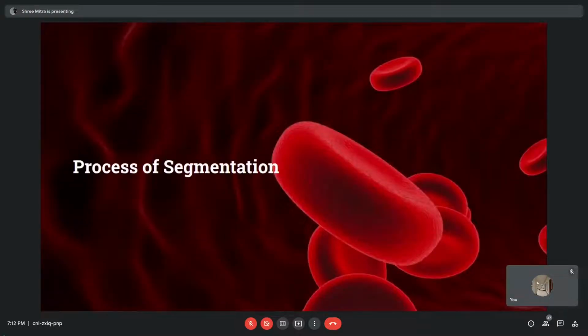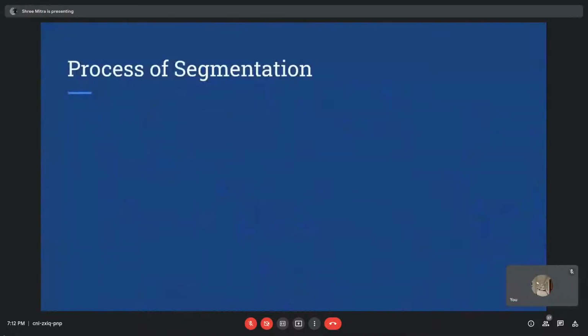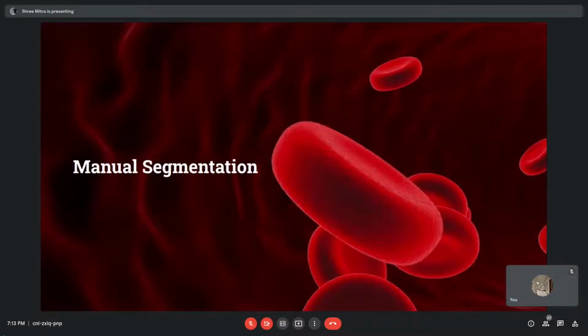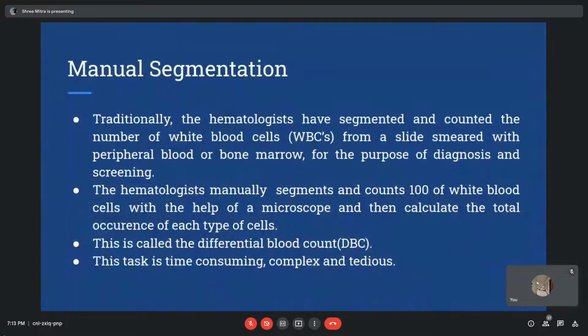Now I'm going to talk about the process of segmentation. So here a pictorial representation of the process of segmentation is shown, where the process of segmentation is divided into two parts, manual segmentation and automated segmentation. Now let's talk about the manual segmentation part. In manual segmentation, basically the hematologists segment and count the number of white blood cells from a slide smeared with peripheral blood or bone marrow, for the purpose of diagnosis and screening.